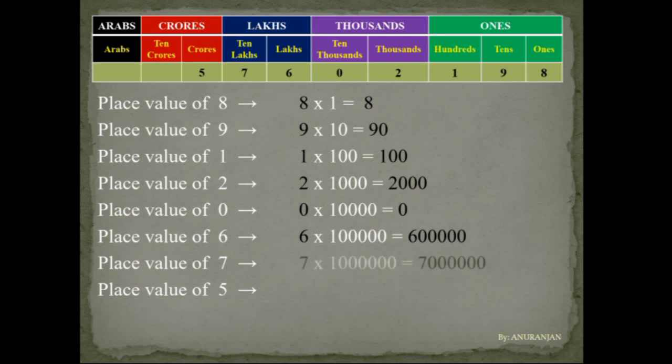7 is in 10 lakhs place, so we'll multiply 7 into 10, we'll get 70 lakh. So the place value of 7 is 70 lakh. Now 5 is in crores place, we'll multiply 5 by 1 crore and we'll get the value of 5 as 5 crore. Is that clear?